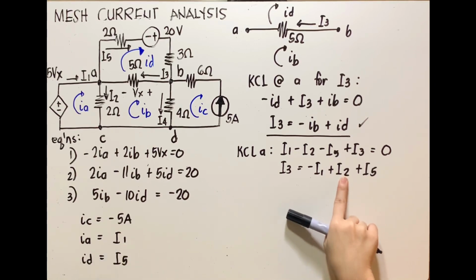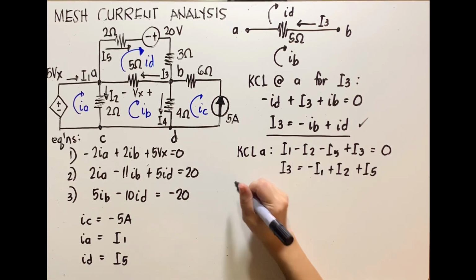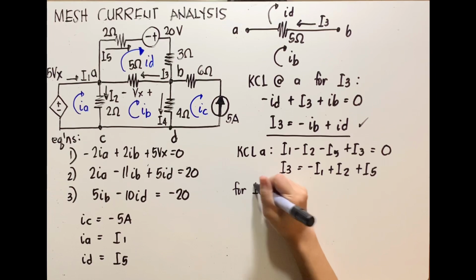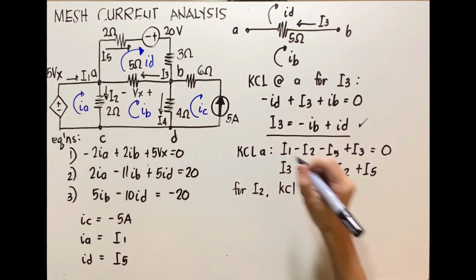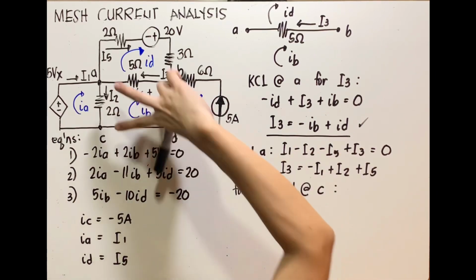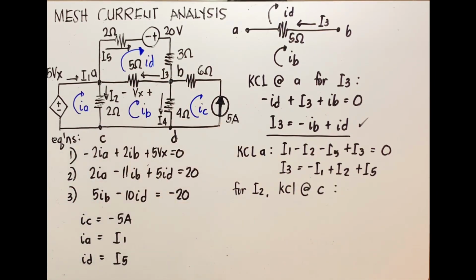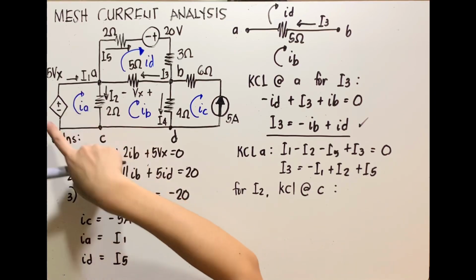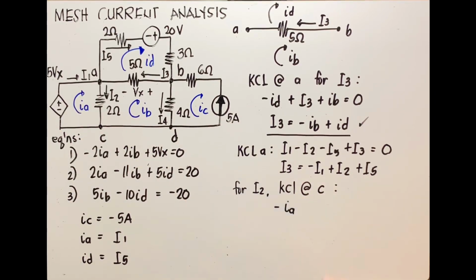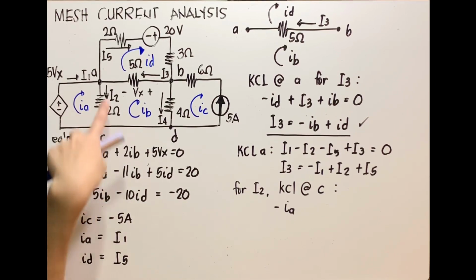Okay? So, for I2, pag nag-KCL ako at C, yun yung nasa labas diba? Ito yung branch I2, si C yung nasa labas, so doon tayo mag-KCL. Pag nag-KCL ako sa C, para makuha ko si I2, that would be negative IA. Diba? Sa ilalim lalabas to. Papasok si I2.